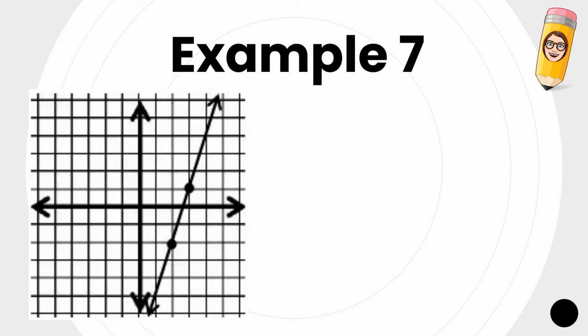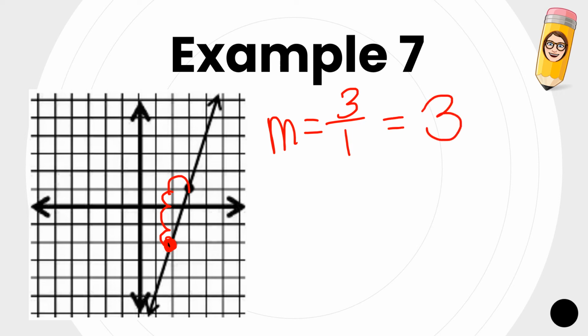Let's try this one out. Let's write our slope first. I'm going to start here. Rise 1, 2, 3. Run 1. Up and right is positive. 3 divided by 1.